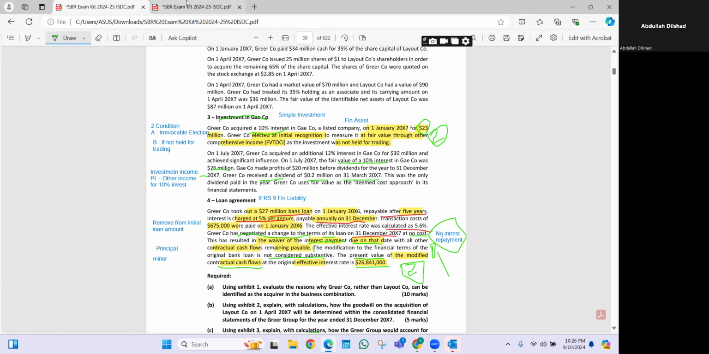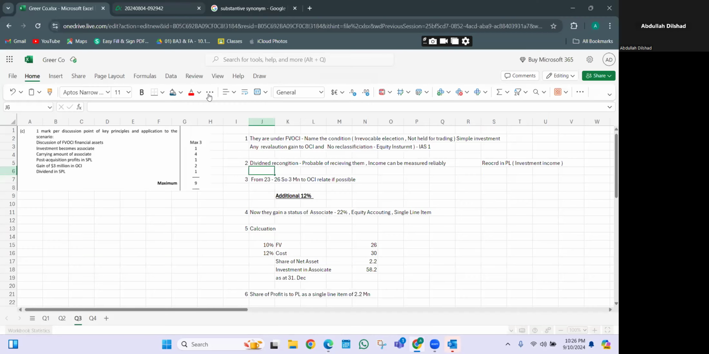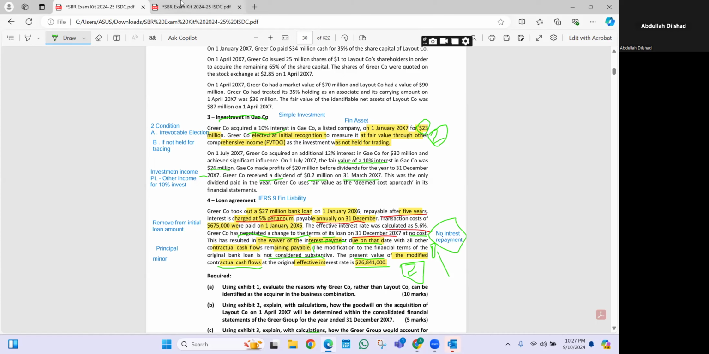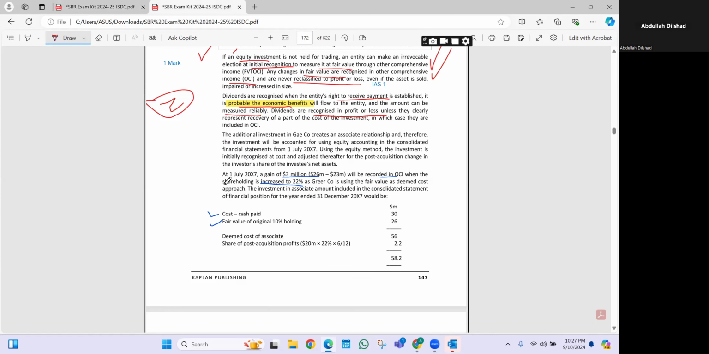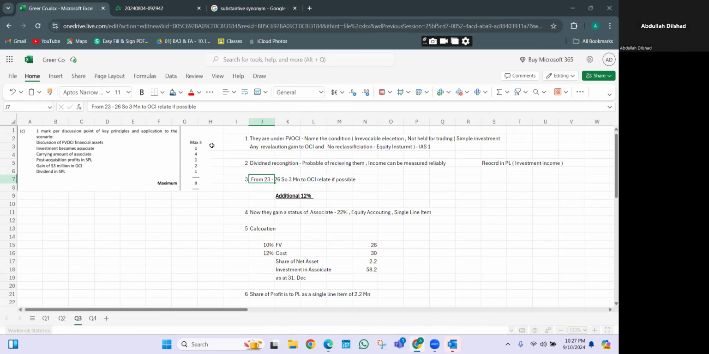The difference between the 26 million and the 23 million, that 3 million gain, needs to be recorded in your other comprehensive income, in FVOCI. Let us go and see whether the examiners have mentioned that particular point. Yeah, here it is. On 1st July, a gain of 3 million will be recorded in OCI when the shareholding is increased to 22%. I have simply put it as a pointer. If you want, you can elaborate as much as you need.